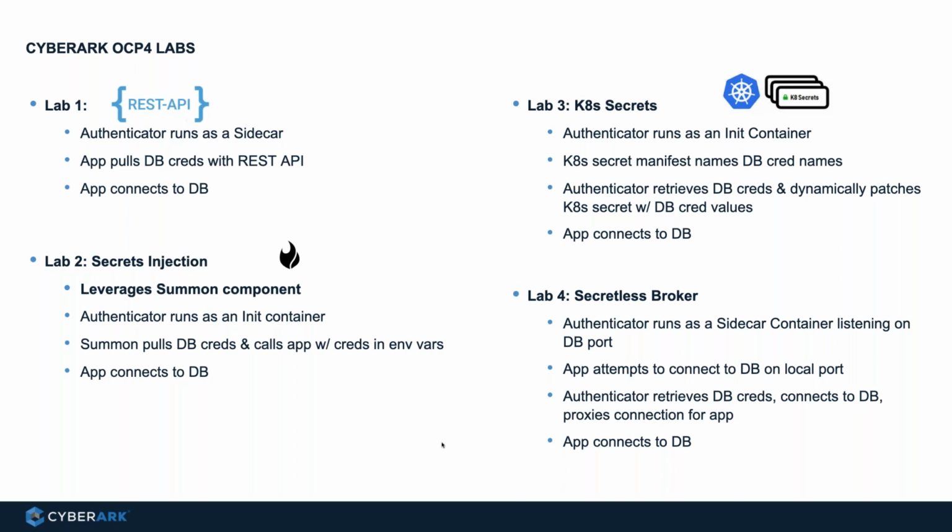So in this case, what happens is the authenticator running as an init container will authenticate, will actually retrieve the secrets described in a Kubernetes secrets manifest, and then patch that secret with those instantiated values. So the Kubernetes manifest does not have the base64 encoded values for the database username and password. Those are dynamically patched, and we'll see how that works.